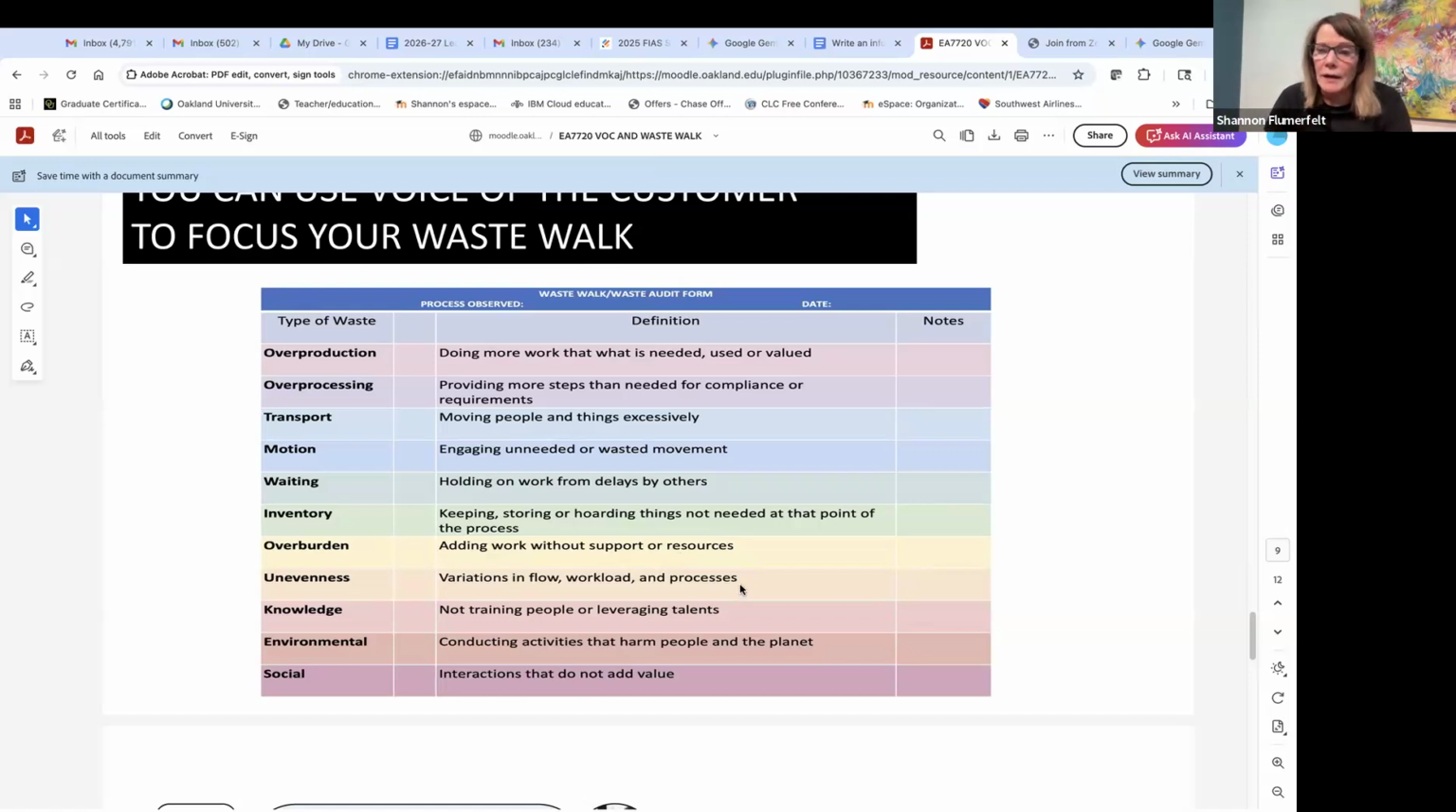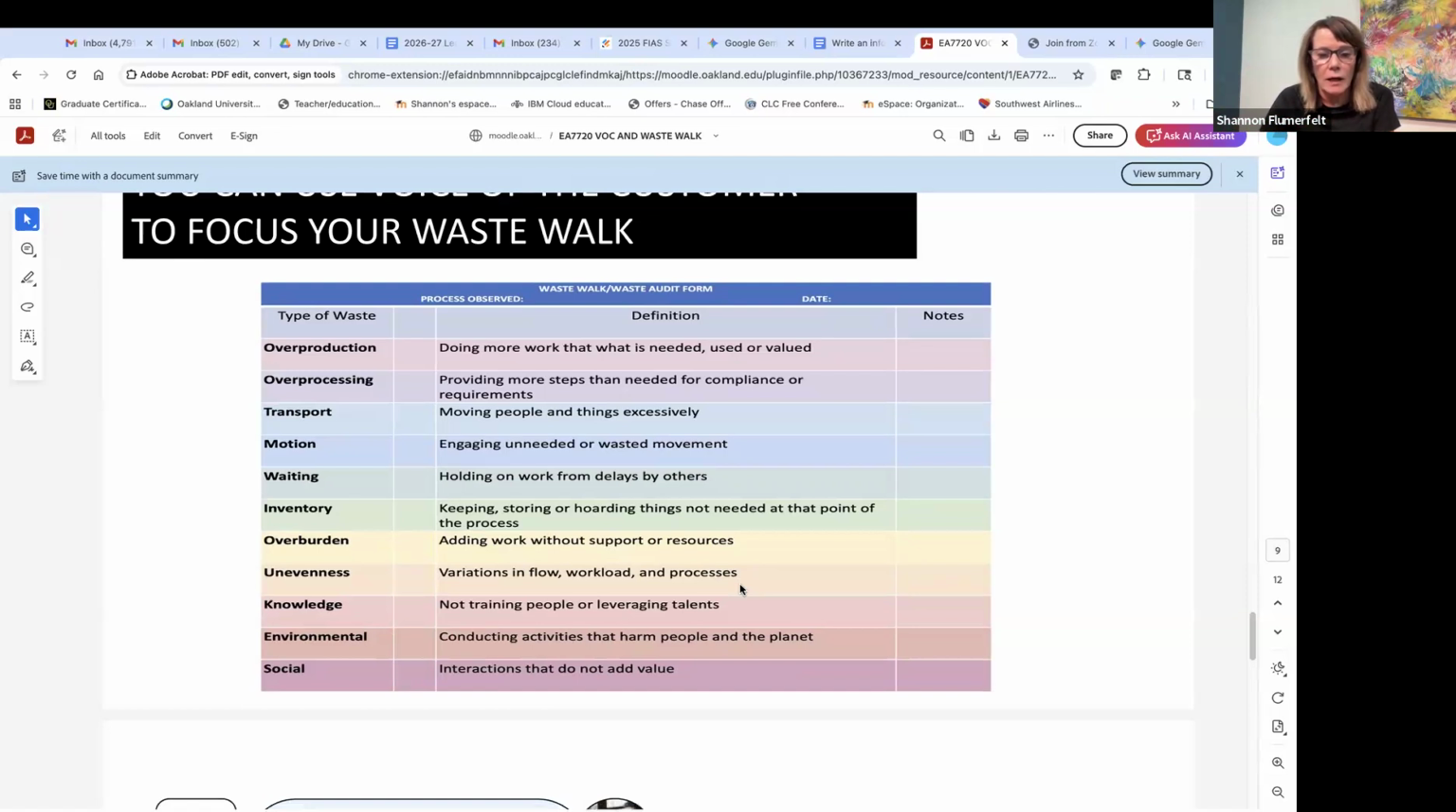Unevenness in work, right? And that's where you have some people working harder than others, and it's an unfair, unequal distribution of responsibility for the same pay scale and so on.